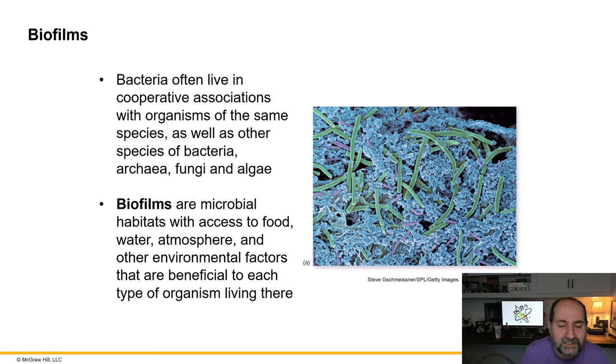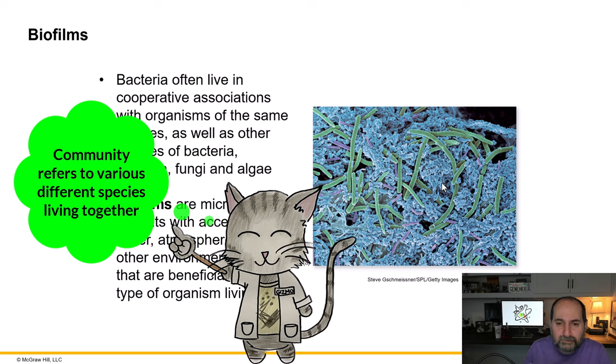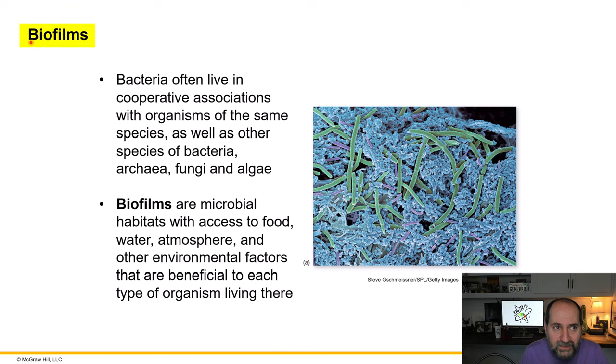Now remember, bacteria exist as single-cell creatures. However, they can form communities. And remember, in biology, a community consists of various species, different species living together. And in a biofilm, for instance, bacteria that form biofilms, this consists of a community of different species all living together inside of a polysaccharide, and sometimes polypeptide matrix, a sugary proteinaceous matrix.